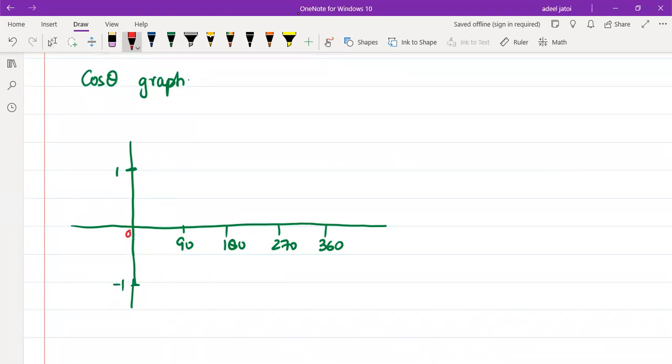Knowing the fact that cos 0 is here, cos 0 is what? 1. Cos 90 is what? 0. Cos 180 is minus 1. Cos 270 is 0. And 360 is 1 again. So that means if I draw a graph, my graph will go like this. It will be curved from 180 moving towards 270 and the graph spans till 360.